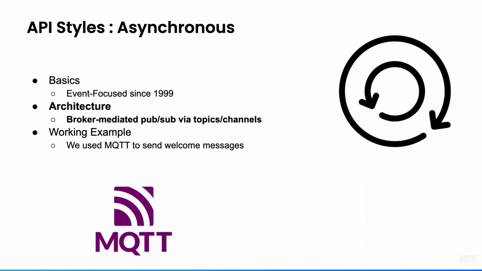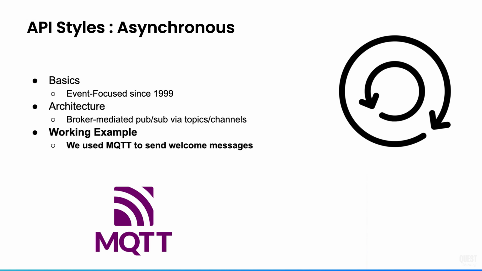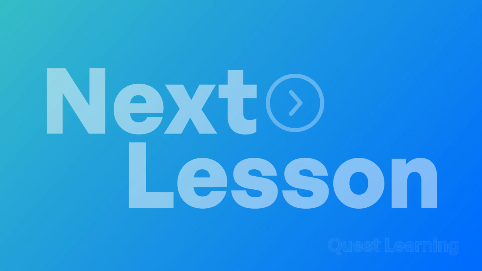We need to think about brokers, publishers, subscribers, and topics or channels. It depends on which platform you're using to talk about that notion. And we looked at a working example. We used the MQTT platform to send welcome messages to subscribing clients. And that's how we do asynchronous style APIs.